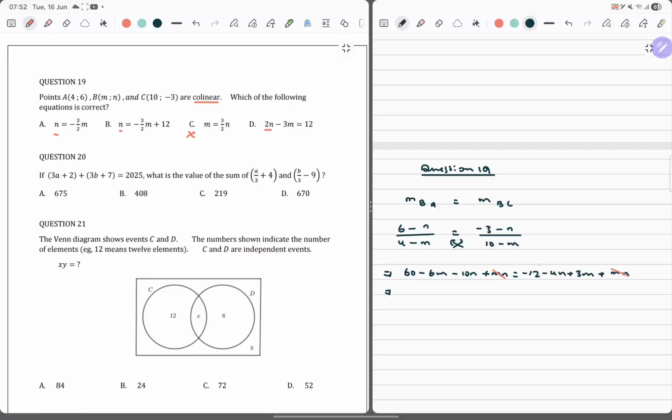Right, minus 10n minus 4n. If we bring in this one, we get minus 6n equals 3m. We bring the other one, it is going to be 9m. Then we bring in 60. This is going to be minus. Now let's see, 60 minus 12 is going to be minus 72.